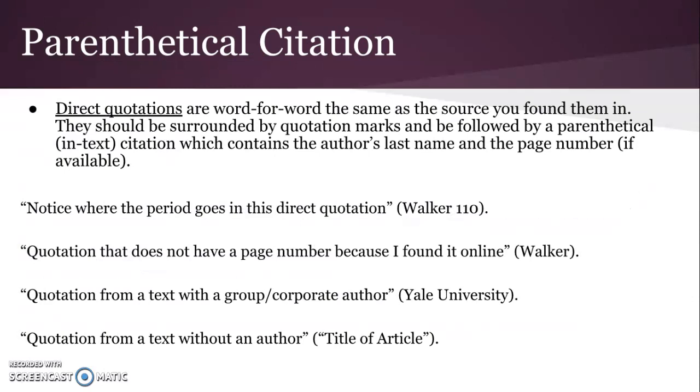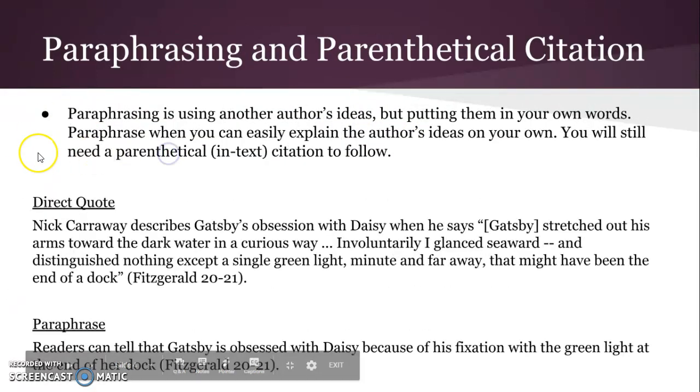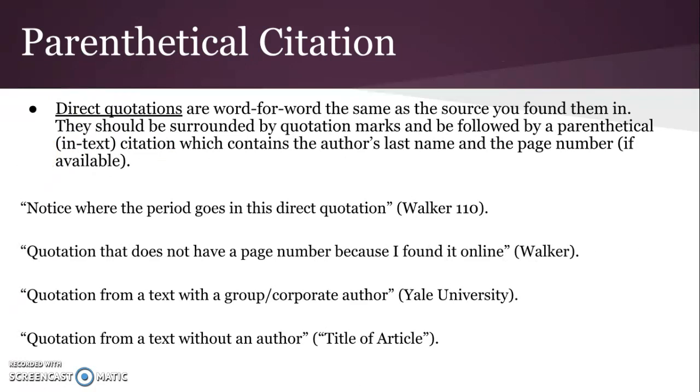We'll start with parenthetical citation. This is the first type of written citation, and hopefully this one looks familiar, as you should be using it in your literature classes, as well as maybe your writing courses as well. So direct quotations, it's important to note, are word for word the same as the source. If you just highlight some text and copy and paste, that is a direct quotation. Perfectly fine to use that in a speech. You just need to cite it. So you should use an in-text citation.